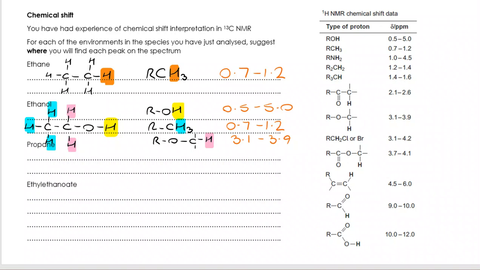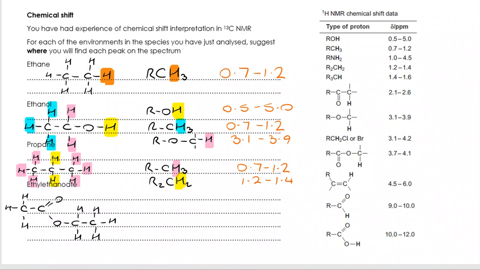So let's go on to propane. On propane, we have got all of these which are in the same environment. That's our CH3. That's another RCH3. This is really common. We're going to get a peak between 0.7 and 1.2. For the one in the middle, we're actually looking at R2CH2. It's a hydrogen on a carbon with another hydrogen and two R groups coming from it. So we're going to get a peak here between 1.2 and 1.4.